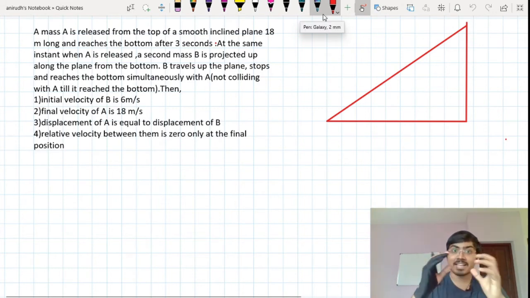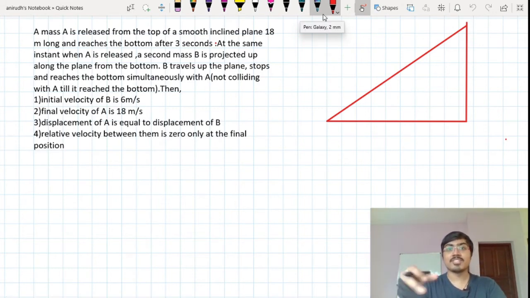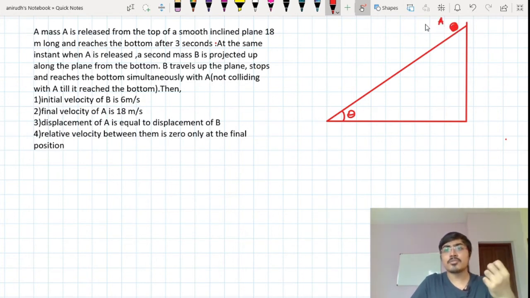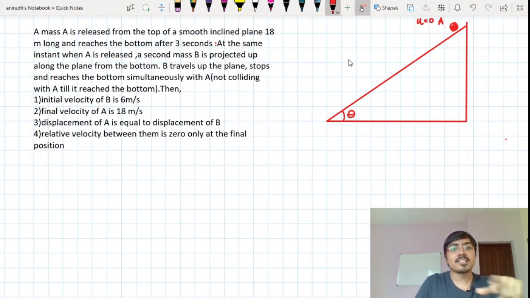So this is an exactly similar question to the previous one which we have done a little earlier. Let's go through this and solve this once more. So yes, a mass A is released from the top of a smooth inclined plane. Let me consider this angle as theta. So this is my mass A. It is released, so your initial velocity is equal to 0. And it reaches the bottom in 3 seconds.